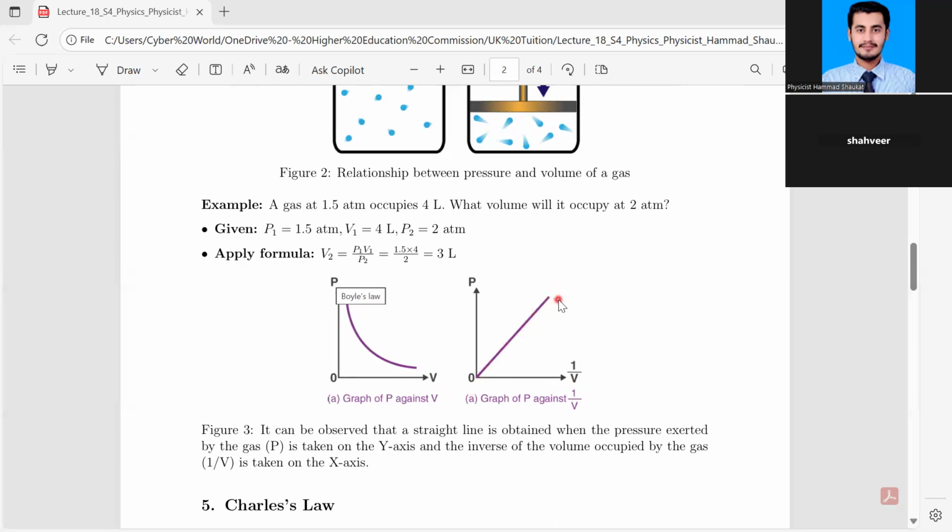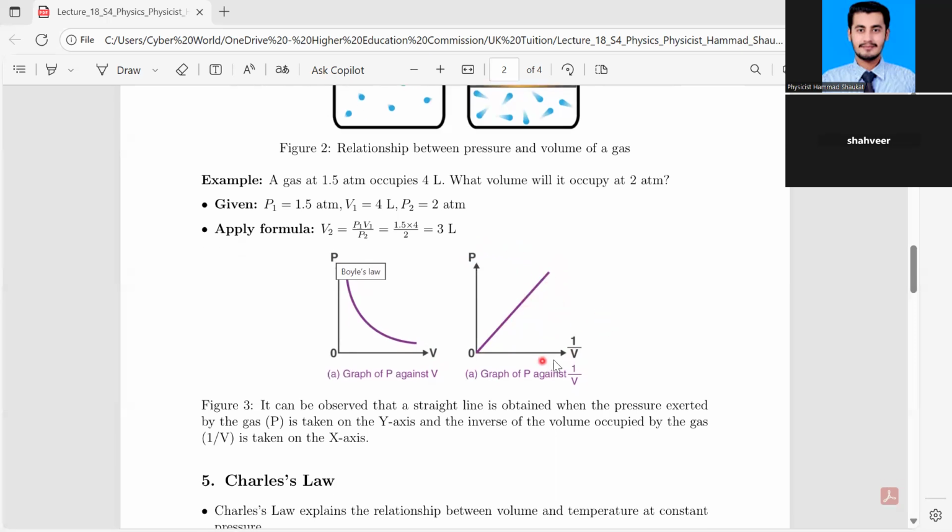This graph comes up sometimes in the paper. So if asked to draw a graph between P and 1/V, you will have to plot this. And when they say plot a graph between P and V, this parabolic type of curve should appear. Any questions?